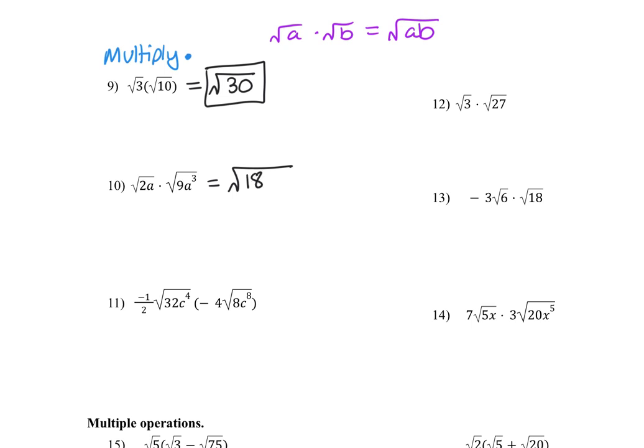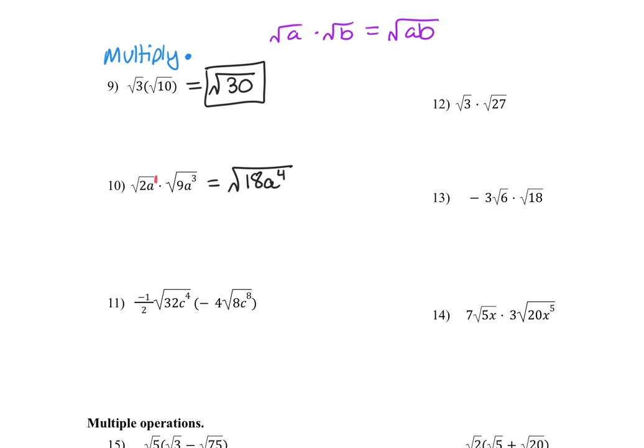And then a, remember, has a power of 1 times a. We did this in chapter 6. Same bases, we add when we are multiplying. So power of 1 plus power of 3 gives us a power of 4.